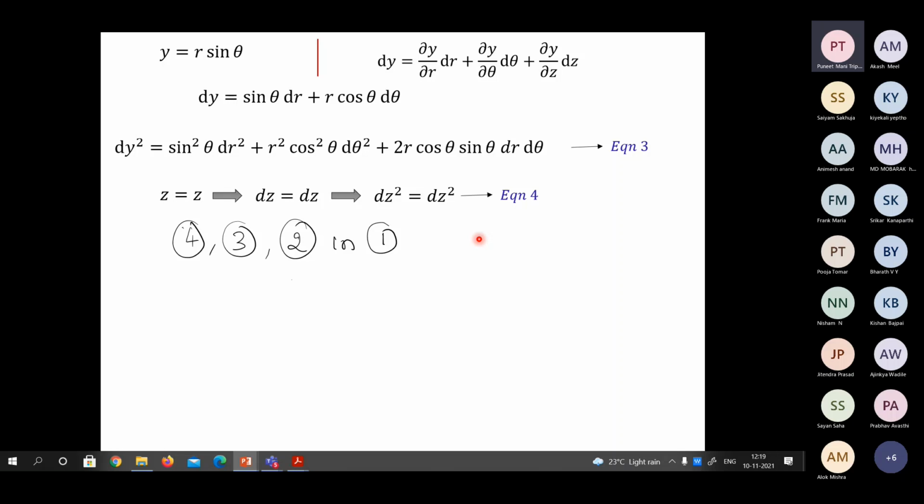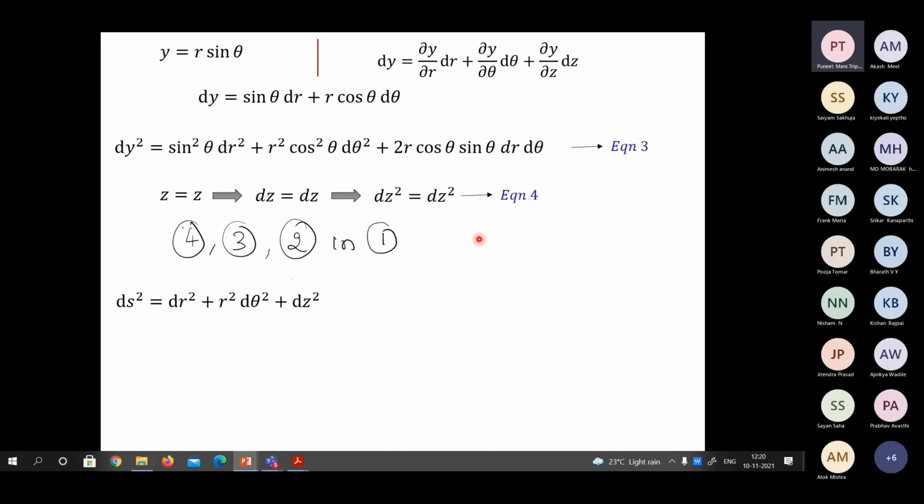You know ds square is dx square plus dy square plus dz square. Substitute and tell me. It's dr square plus r square d theta square plus dz square. Very good. This is what we get as the simplified version. Has everyone done this?